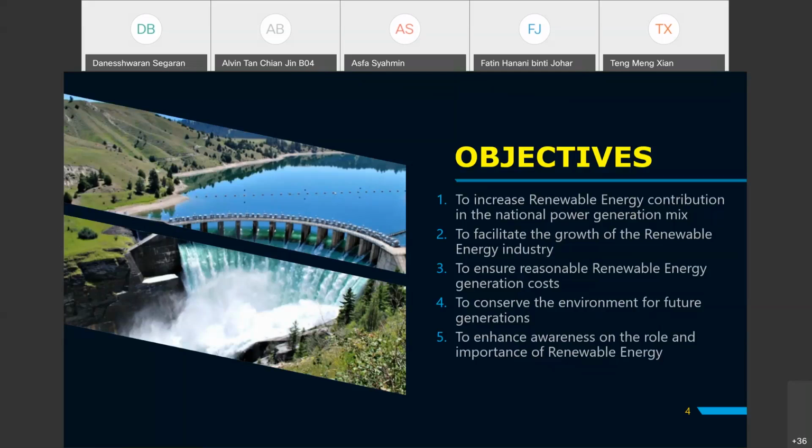The fourth objective is to conserve the environment for future generations. For example, the reduction of CO2 emission and greenhouse gases by using energy efficient buildings, which can enhance the quality of air and also nature. The fifth objective is to enhance awareness on the role and importance of renewable energy.